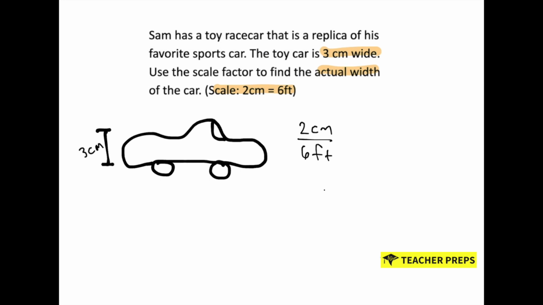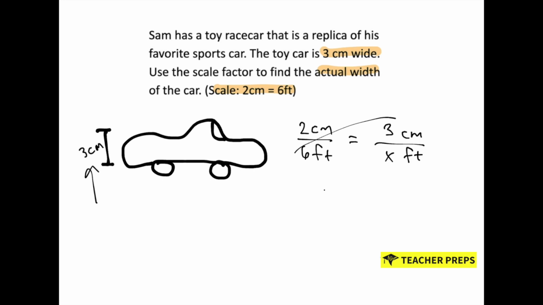Now we're going to set up a proportion by matching up corresponding parts. Since we have centimeters in the numerator for our scale, we need to have centimeters in the numerator on the other side of our proportion. And we have feet in the denominator, so we need to have feet in the denominator on the other side as well. Now we can plug in what we know. We know that we have 3 centimeters, so that's going to go in the numerator. We're looking for the actual length, which will be in feet.